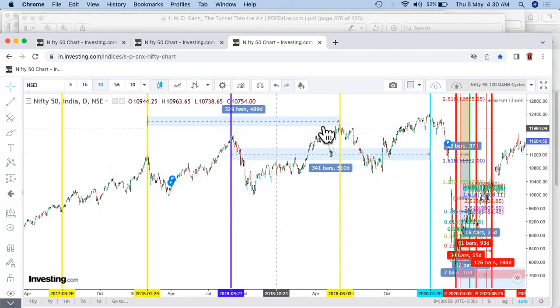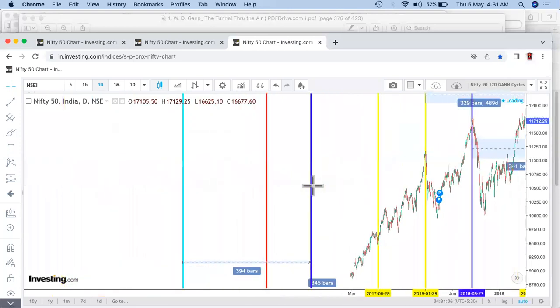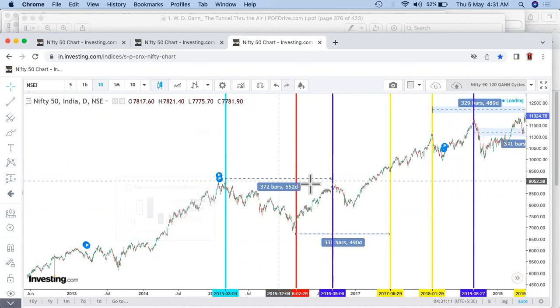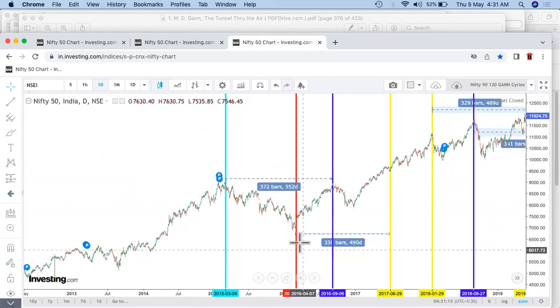For example, from this high point to this high point, it is coming to 490 days. If you see from this point, probably this is the high, to the high of this point, it is coming to somewhere around 510 days. Again, high from this part to this part is coming to somewhere around 550. If you see from this low part, this is a major low, from this low to this low, this is coming to 490.